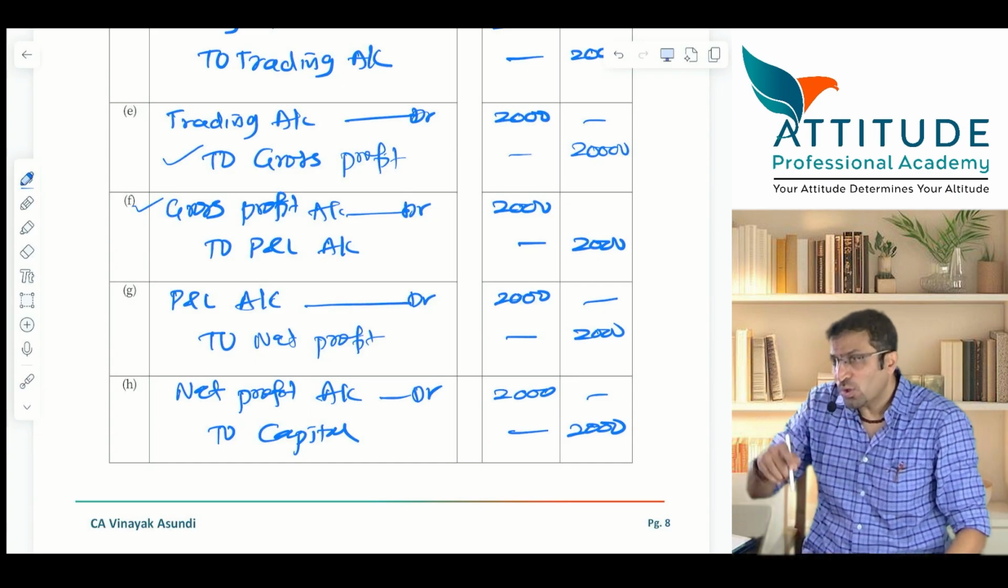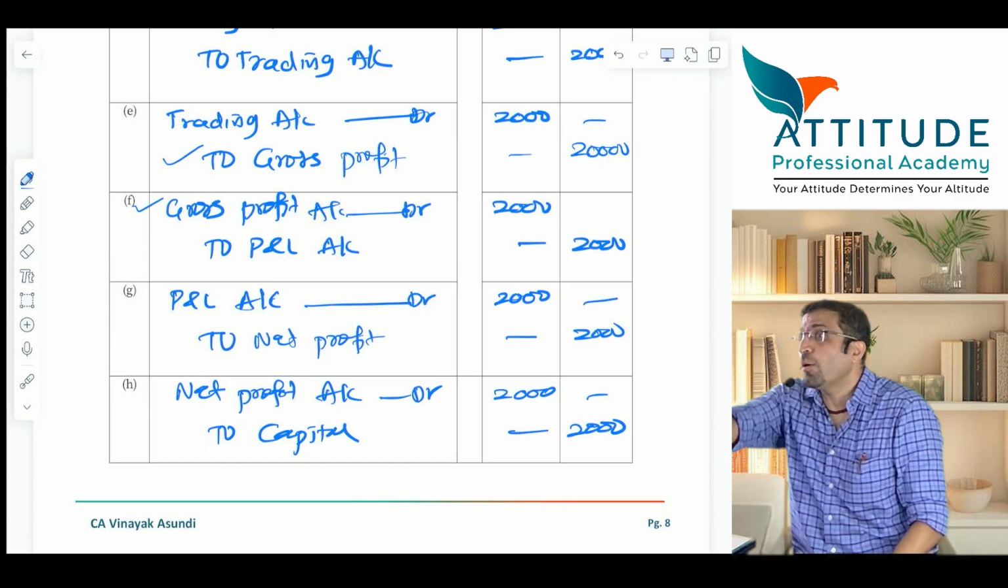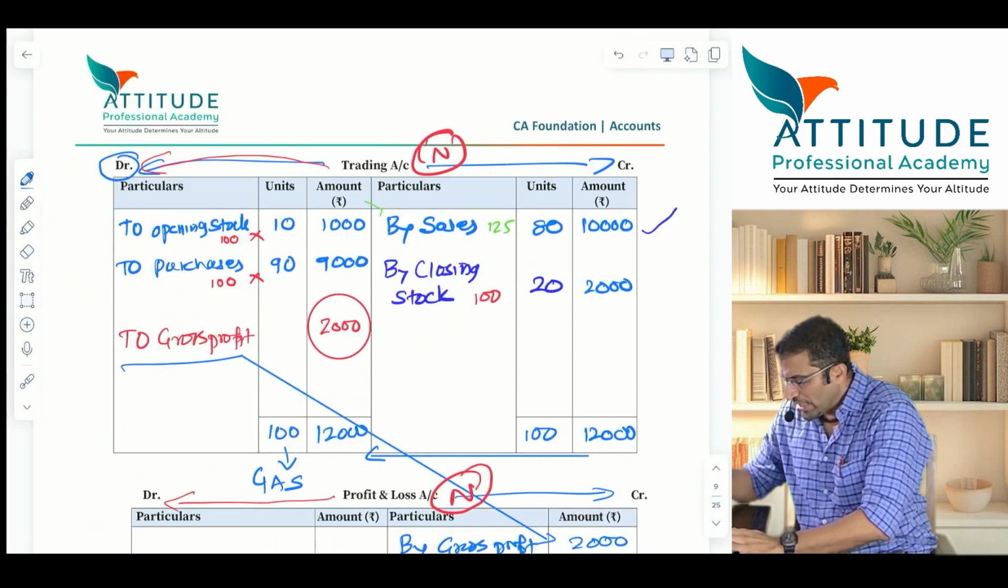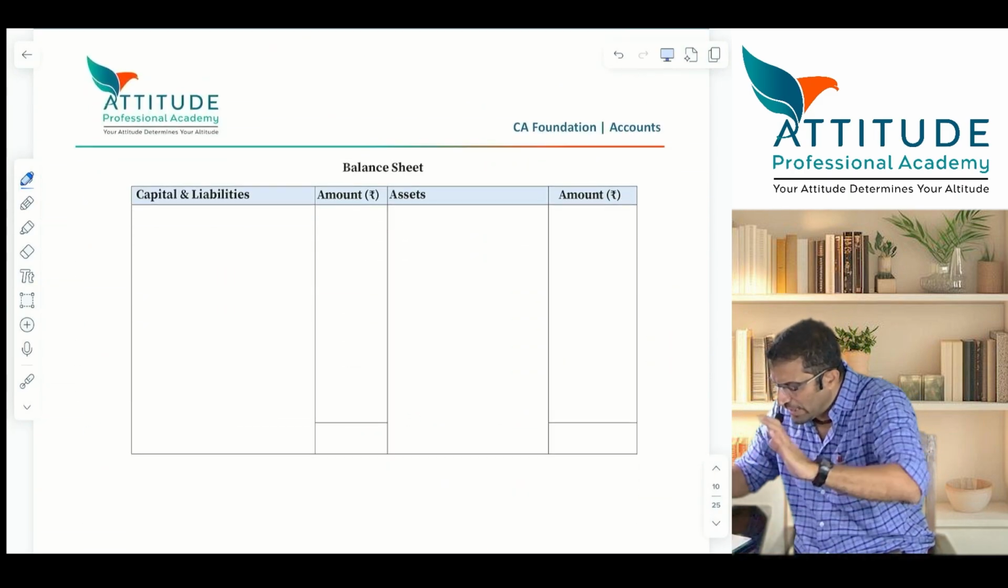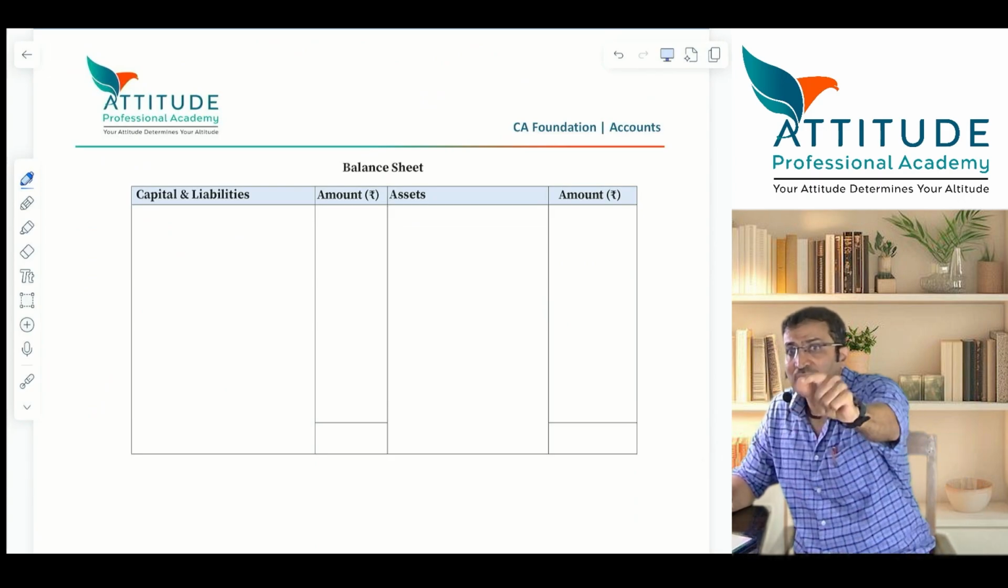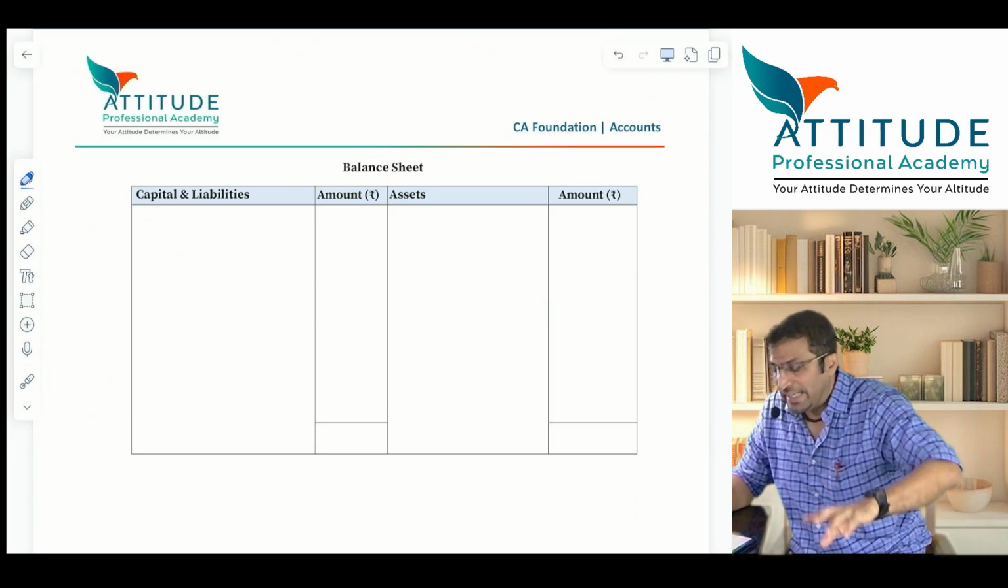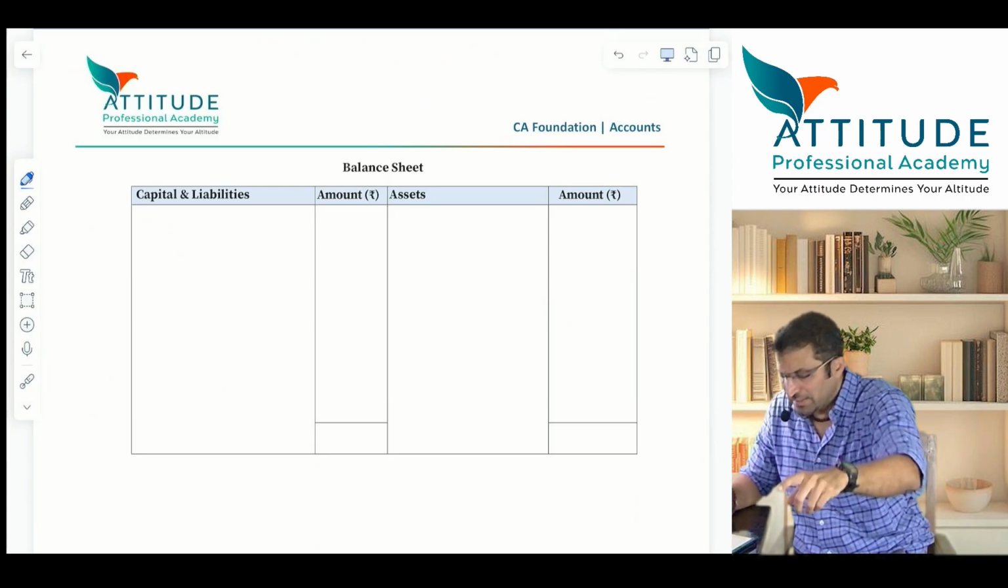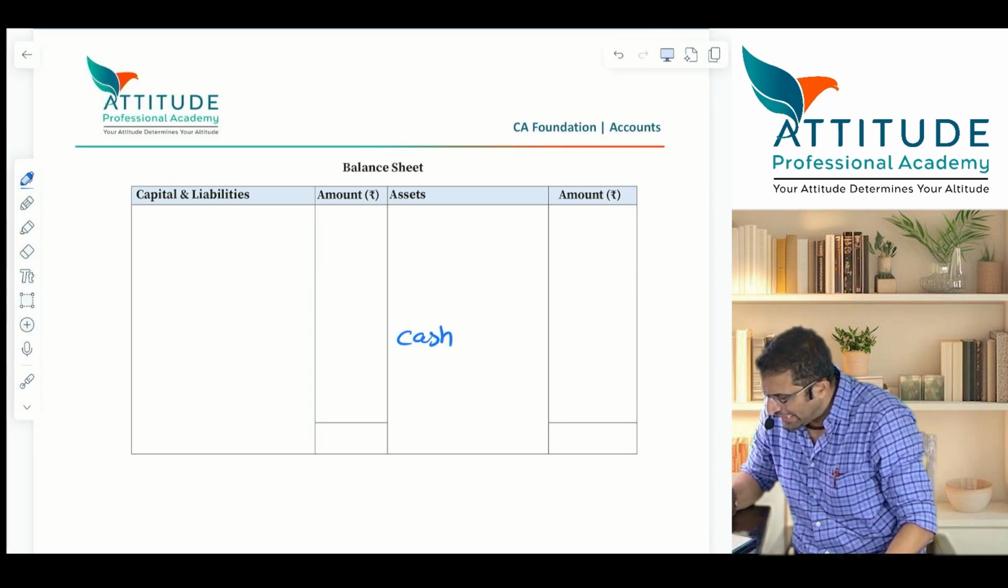Understood? Now go back to your trial balance. You tell me, I will prepare the balance sheet. Tell me, what is the first item? Cash is an asset. Take cash. How much is it?